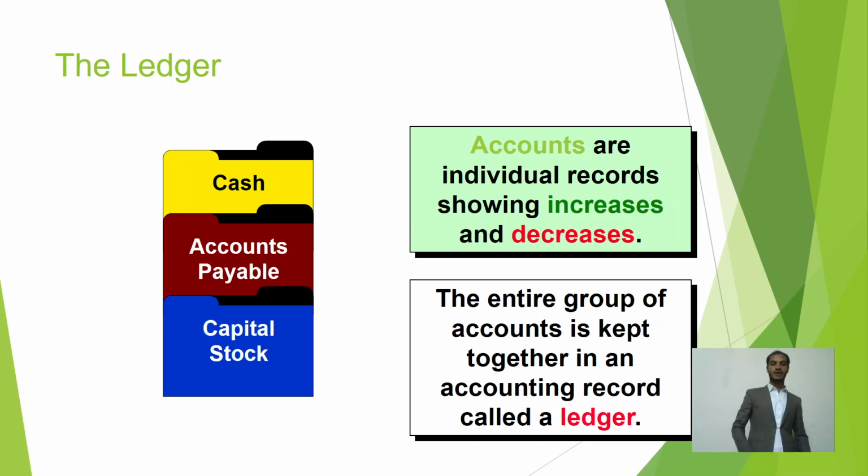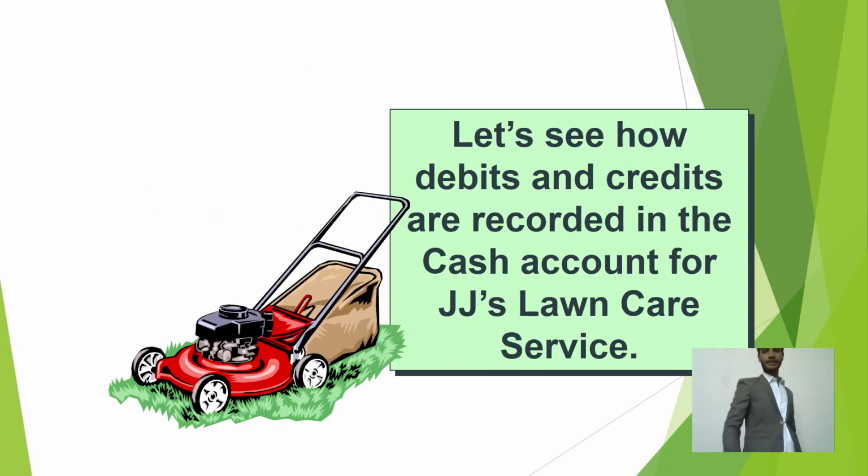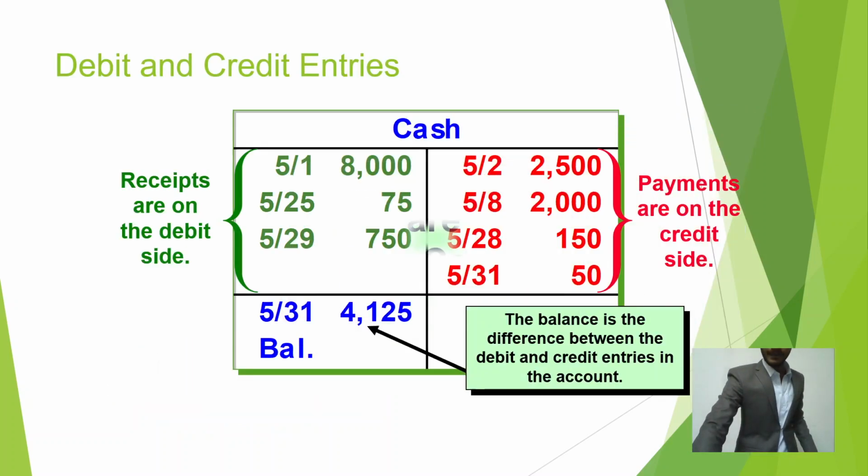The ledgers: cash, accounts payable, capital stock. Accounts are individual records showing increases and decreases. The entire group of accounts is kept together in an accounting record called a ledger. Let's see how debits and credits are recorded in the cash account for Judges Lawn Care Services. Here they are recording the debit and credit entries, which is shown in this slide. The balance is the difference between the debit and credit entries, here 5 divided by 31 is equal to 4125.